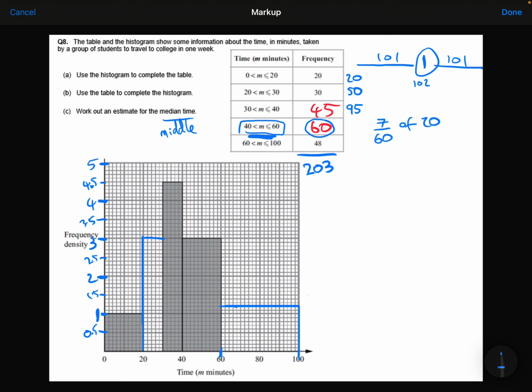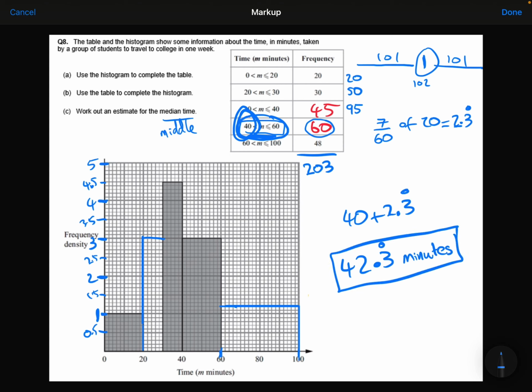So 7 60ths of 20 is 7 over 3, or 2.3. So we are 2.3 minutes into this interval. So that is the 40, the lower end of that interval, plus the 2.3 minutes, which is 42.3 recurring minutes. And that is my estimate for the median time.